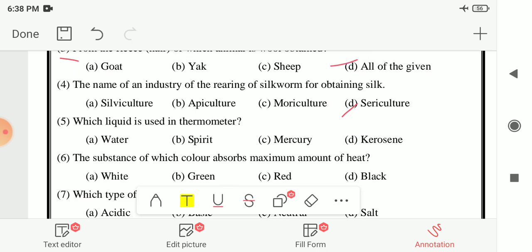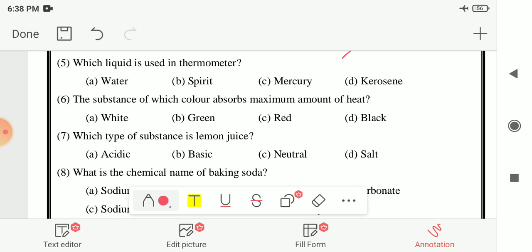The fifth number is which liquid is used in thermometer. The options are water, spirit, mercury or kerosene. So here your answer is option C, that is mercury. Mercury is used in the thermometer to measure the temperature. Next, sixth number, the substance of which color absorbs maximum amount of heat. The options are white, green, red or black. So here your answer is option D, that is black. Black color absorbs the most amount of heat.